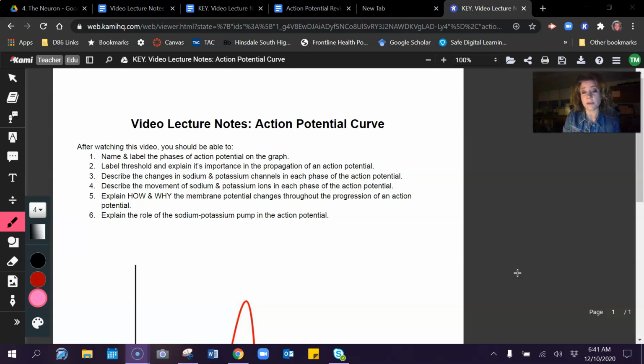After watching this video, you should be able to name and label all the phases of the action potential on the graph. You should be able to label threshold and explain its importance in the propagation of an action potential. Describe the changes in sodium and potassium channels in each phase of the action potential. Describe the movement of sodium and potassium ions in each phase of the action potential. Explain how and why the membrane potential changes throughout the progression of an action potential. And finally, explain the role of the sodium-potassium pump in the action potential. All right, so let's get started.